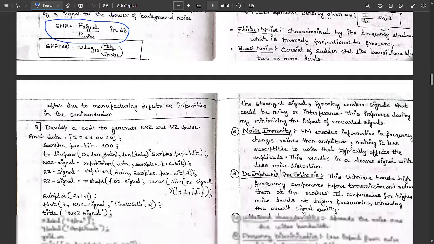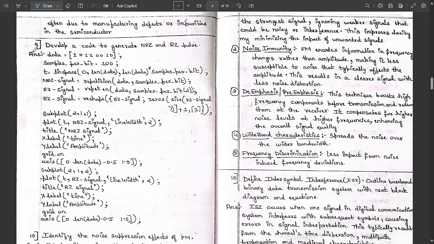One more important question is a very fixed question and multiple times repeated question. You need to learn this question, that is, develop a code to generate the NRZ and RZ pulse. So this is the code for that NRZ and RZ pulse. They would be giving one binary data, and you need to draw that waveform, for example 10110010. For that, we need to take some samples per bit, then mention all the quantities and write the simple MATLAB code. So this is that code, you can note it down.